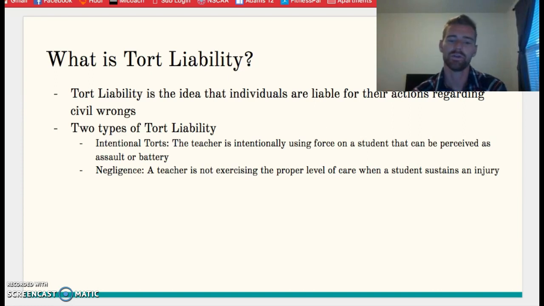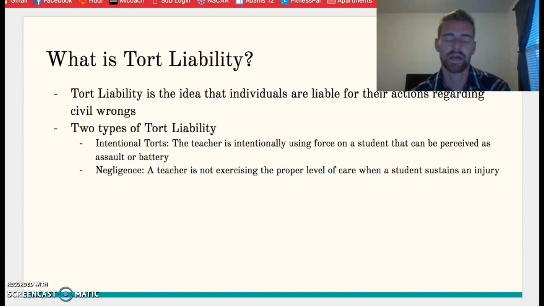The first one's intentional. This is the teacher intentionally using force on a student that can usually be perceived as assault or battery. This happens a lot, and generally the courts are pretty lenient on this, going through the research. Assault is threatening to physically touch the student, grab them, tape over their mouth, tie them to a desk, something like that. And battery is when the physical contact is actually made. So those are intentional torts, and we'll talk about a couple here in a minute.